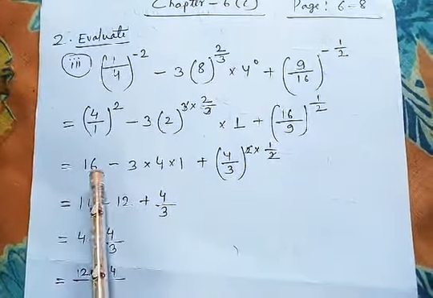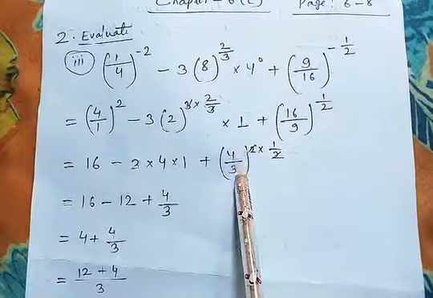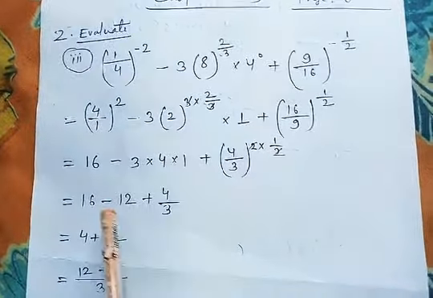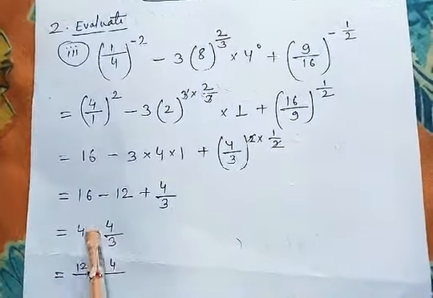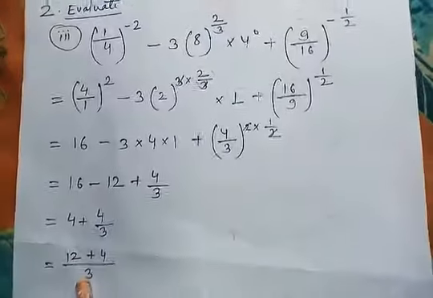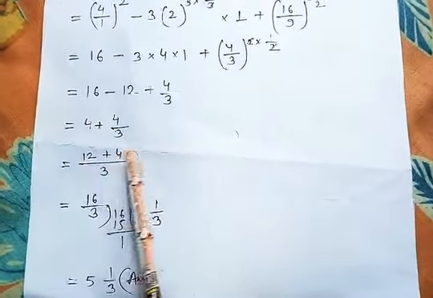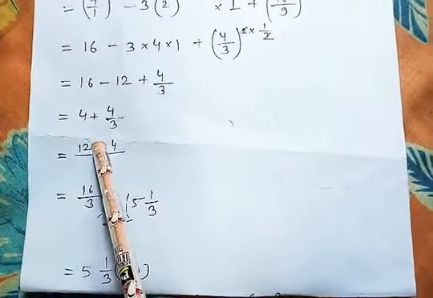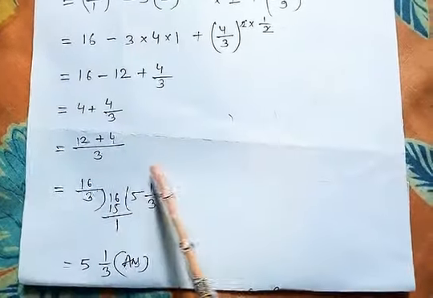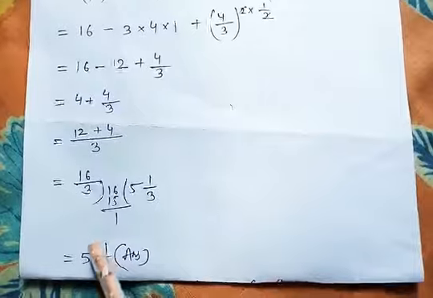Now I can say 16 minus 3 4s are 12, 12 1s are 12. And 4 by 3 power 1 is 4 by 3. Now 16 minus 12 is 4. 4 plus 4 by 3. Fraction numbers we have to always add using the LCM. So LCM is 3. 3 4s are 12 plus 4, 12 plus 4 is 16 by 3. And if you divide, 5 whole 1 by 3 is our answer.